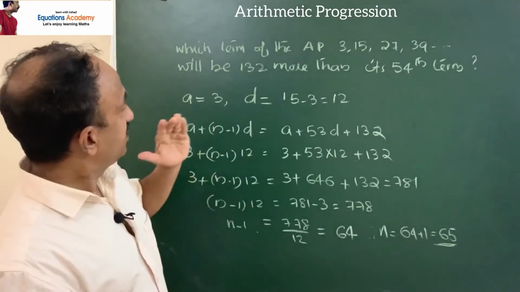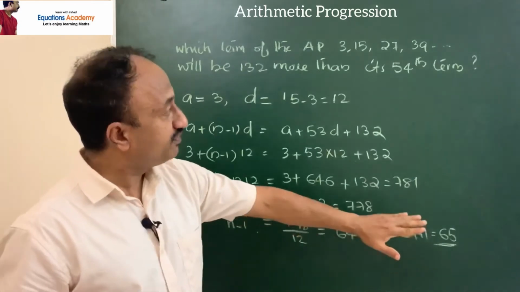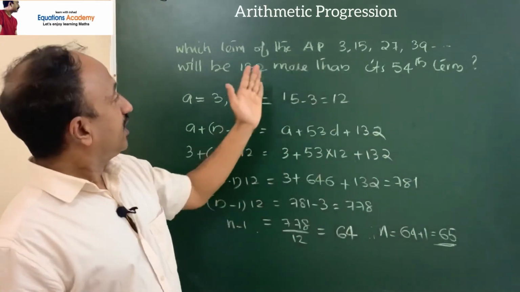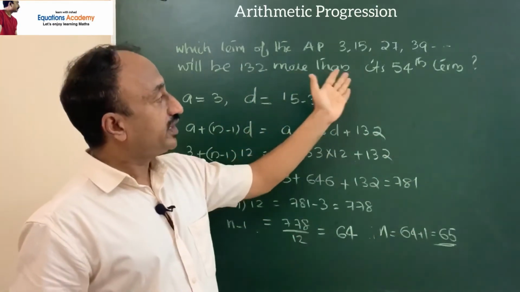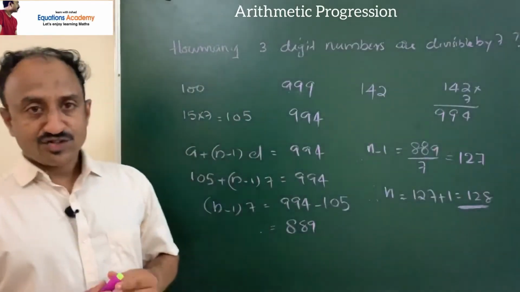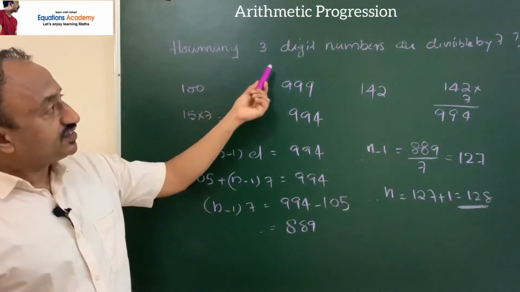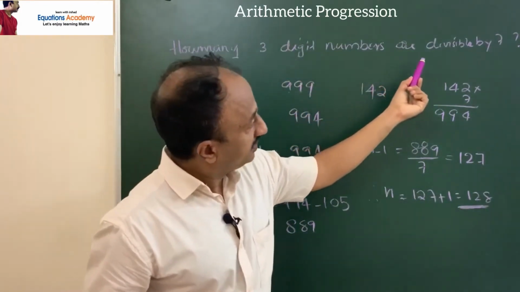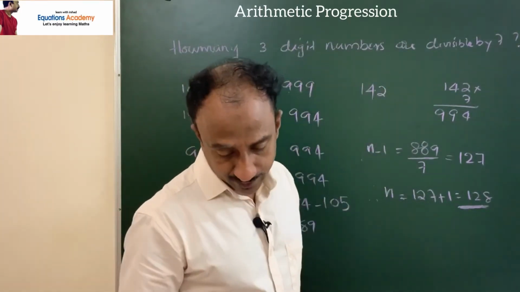So, the question is which term? So, the 65th term will be 132 more than its 54th term. Clear? Next question. How many 3-digit numbers are divisible by 7?